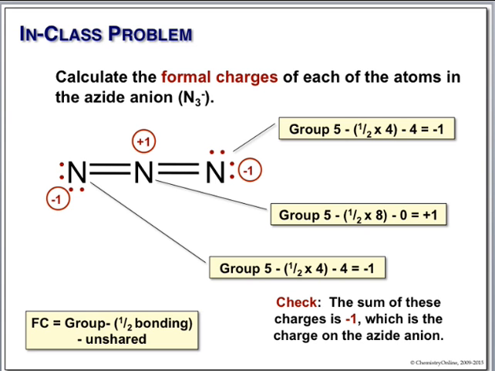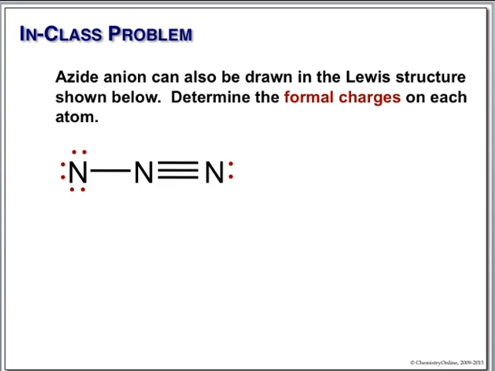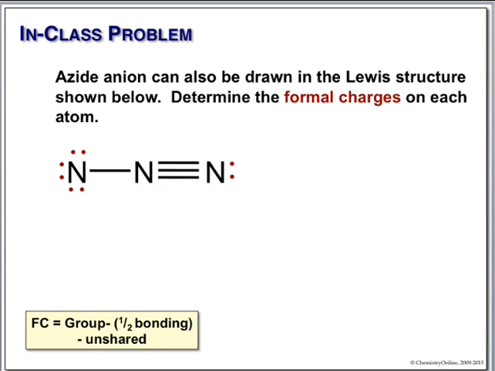I'm sure you realize that we could take this structure and move one of these electron pairs, and if we did that, we would have a resonance form. Let's do that. And go ahead and take this one. Still azide, and do the formal charges.